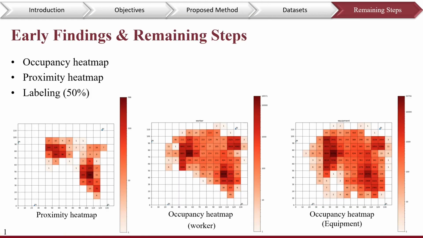At last, we would like to show some early findings and the work that has been done already. As shown in these figures, as an example, we have the proximity heat map and the occupancy heat maps on January 28, 2020. The number inside the grid represents the score of the grid. Higher score means higher probability in detecting risks in the proximity heat map and higher occupancy in the occupancy heat map.